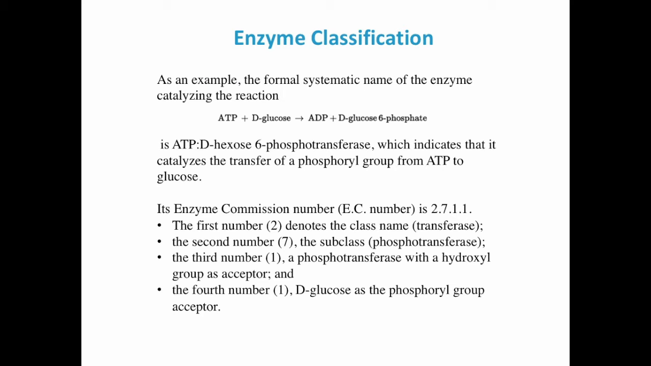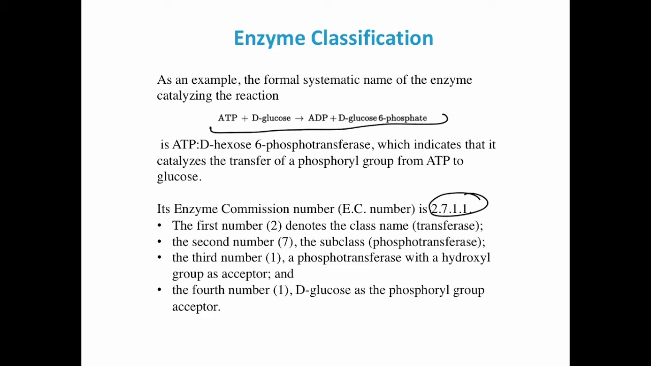As an example of the enzyme classification, let's look at the enzyme that catalyzes this reaction, the conversion of ATP and D-glucose to ADP and D-glucose 6-phosphate. It is named ATP:D-hexose 6-phosphotransferase, and its EC number, enzyme commission number, is 2.7.1.1.